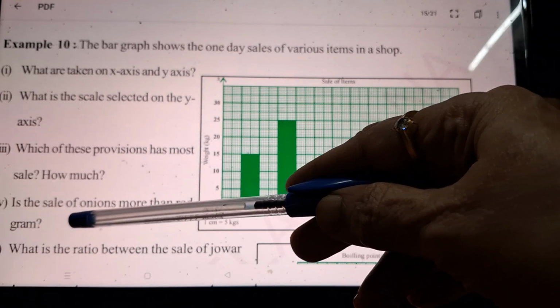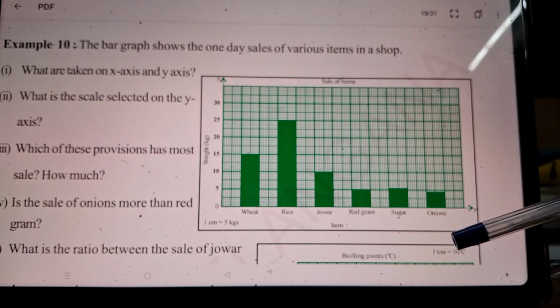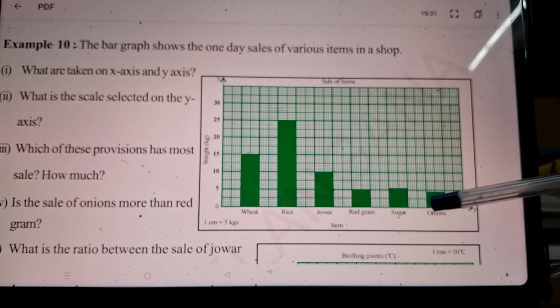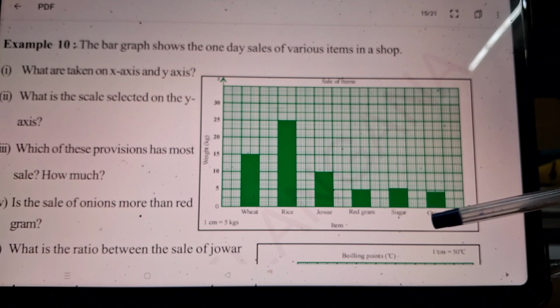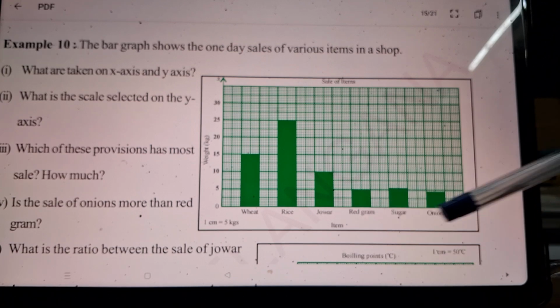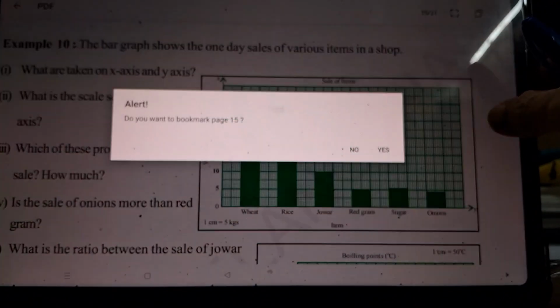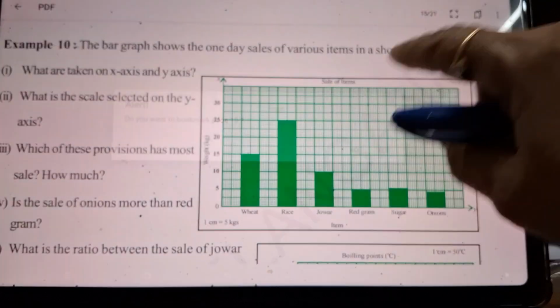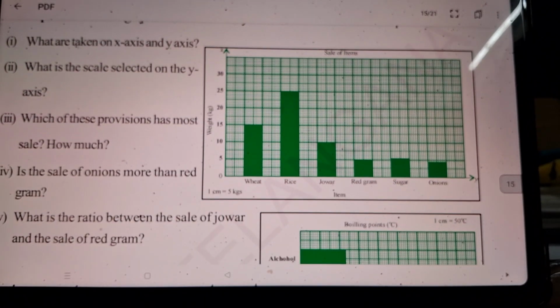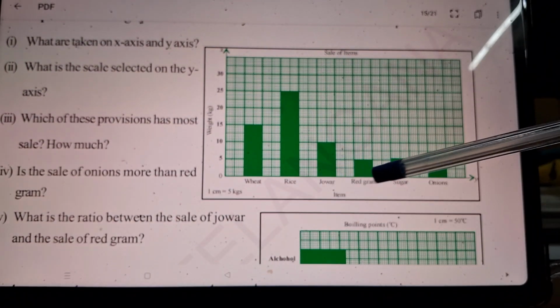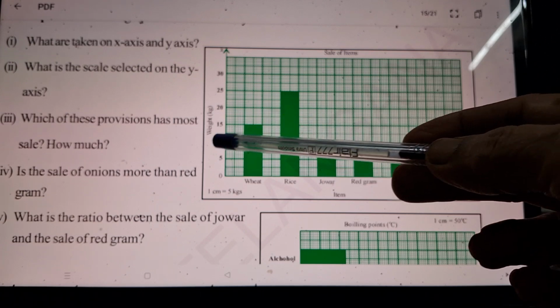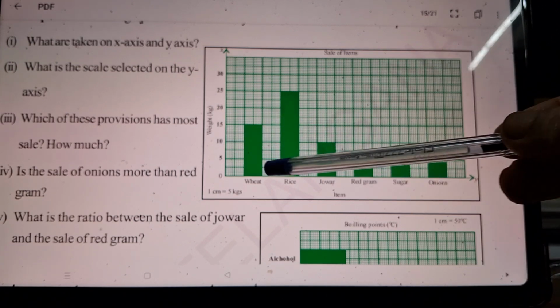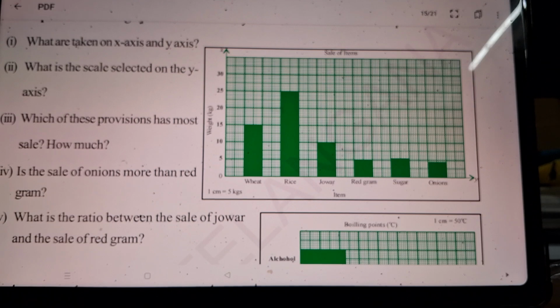And fourth question, is the sale of onions more than red gram? See, this is red gram and this is onion. See, it is a little bit lesser than that of red gram. So it is not more. And fifth one, what is the ratio between the sale of jawar and the sale of red gram? Jawar is 10. Red gram is 5. 10 is to 5. That is 2 is to 1 ratio.